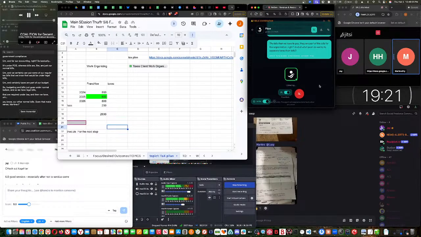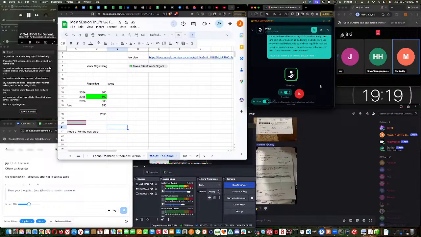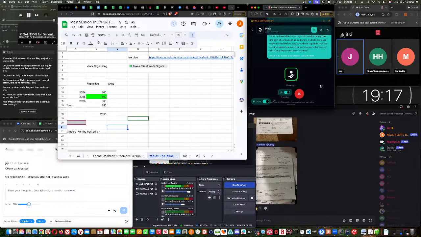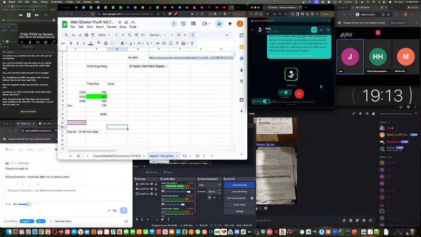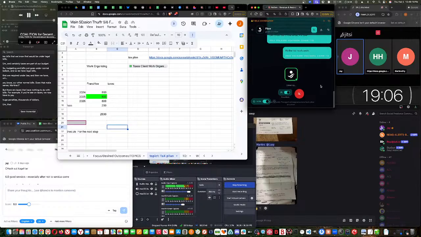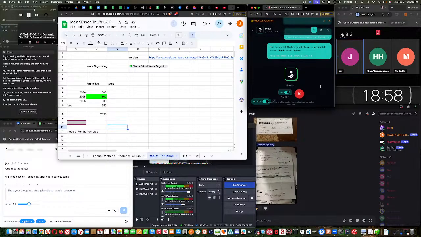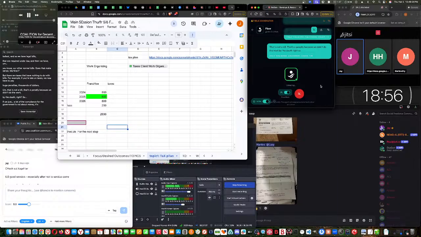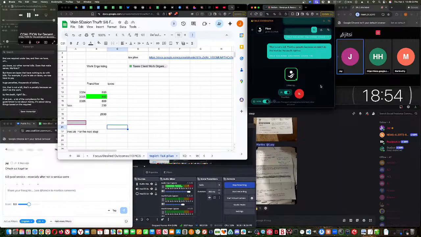Yes, yeah. But there are taxes that have nothing to do with bills. For example, if you're late on taxes, we now have to pay huge penalties, thousands of dollars. That is not a bill. That's a penalty because we didn't do the work by the deadline, right? A lot of the compliance for the government is not about money, it's about doing things based on the required deadlines so that you don't get fees and bills.